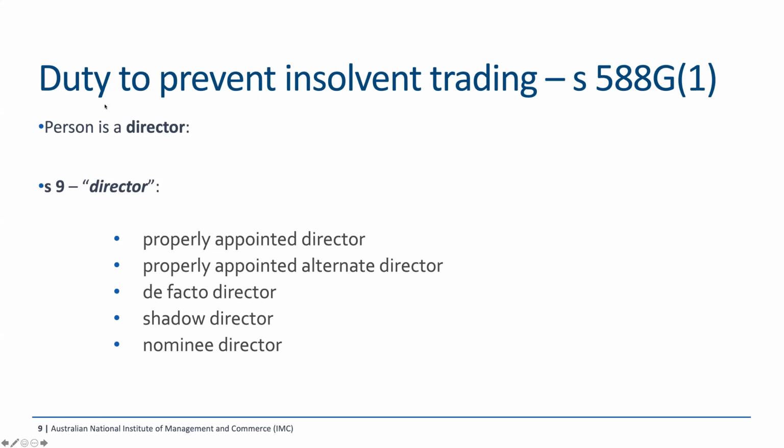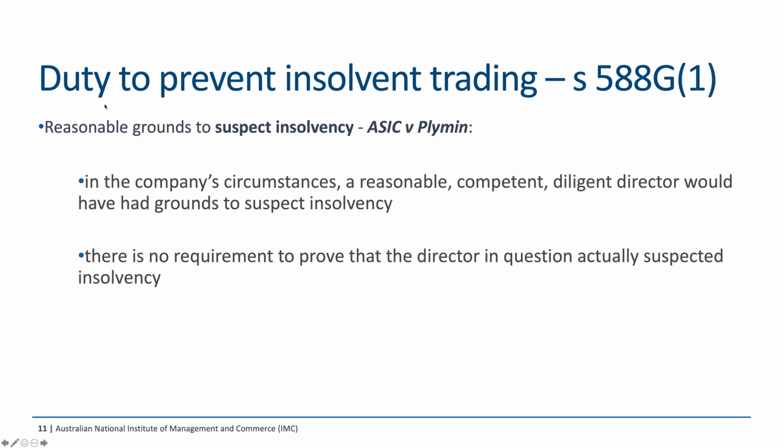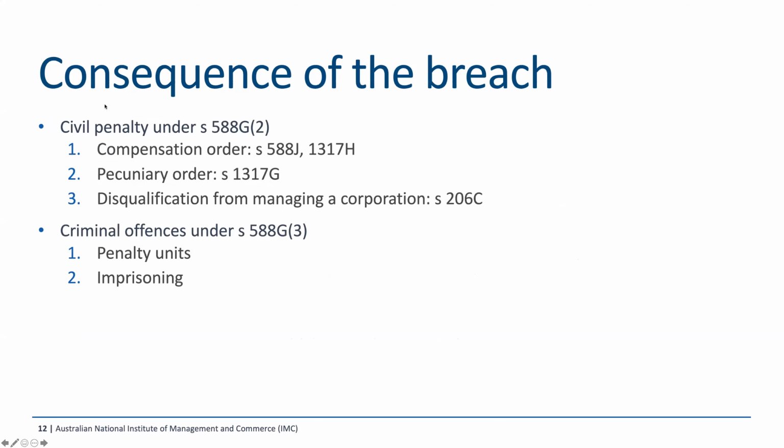In the first part of Section 588G(1), a director is defined under Section 9, including appointed, de facto, shadow or alternate directors. The incurrence of debt is when the company is exposed to an unavoidable liability to pay, illustrated in the case of ASIC versus Fleming. It can also be some other circumstance that causes the company to owe a debt, such as issuing dividends. In the case of ASIC and Fleming, the reasonable grounds to suspect insolvency is important to consider. This requires a director to be reasonable, competent and diligent in suspecting insolvency. In general, a director has a duty to prevent insolvent trading under Section 588G.